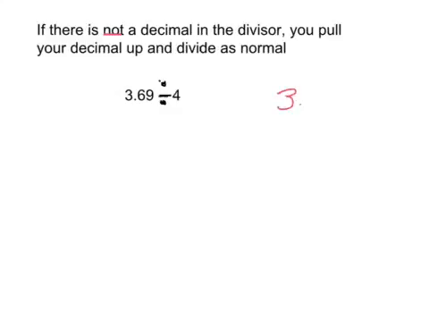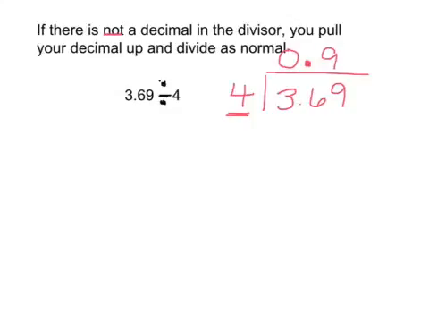So the first thing I'm going to do in this problem is rewrite it. The 3 and 69 hundredths is the dividend. It's the one that goes inside. And the 4 is the divisor. So if you notice, there is not a decimal in that divisor. So what this tells me to do is pull my decimal up into my quotient, and divide like normal. 4 cannot go into 3, goes in there 0 times, but 4 can go into 36 exactly 9 times.